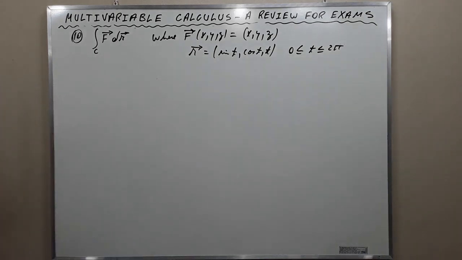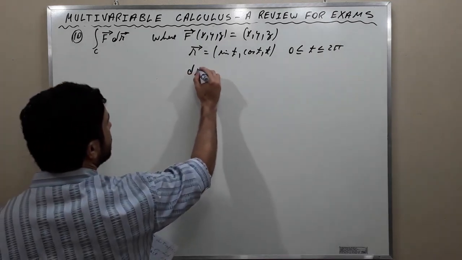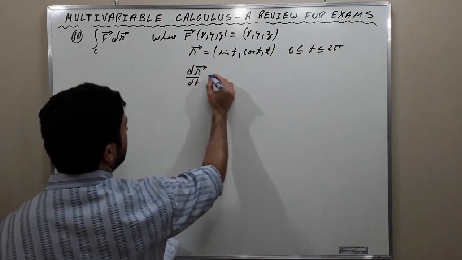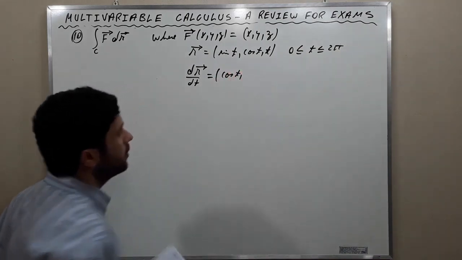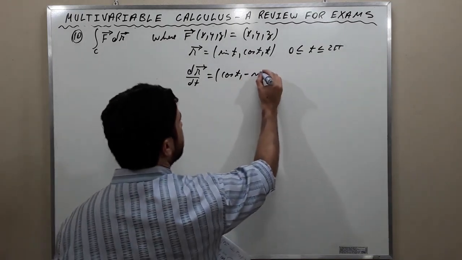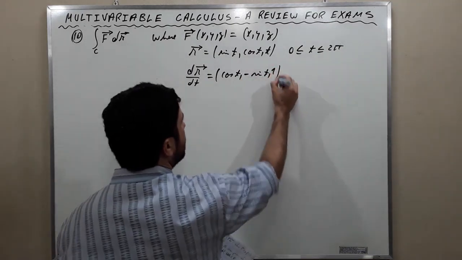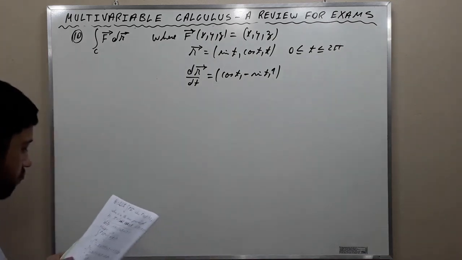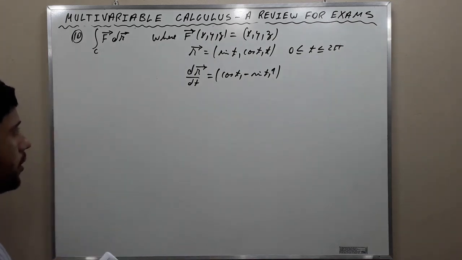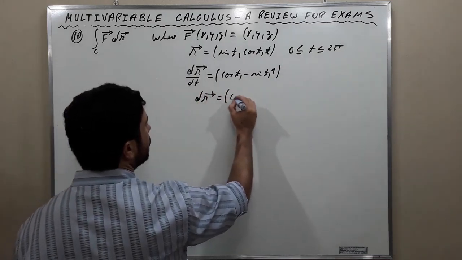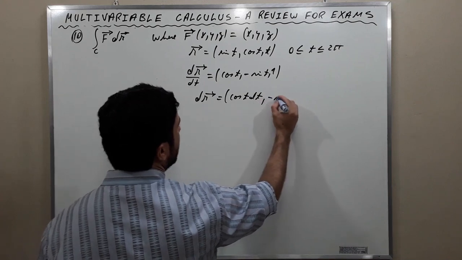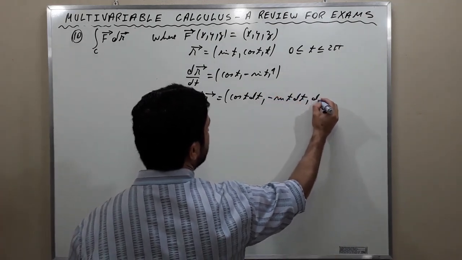The first thing that we need to do to calculate this is to calculate dr/dt, which is equal to the derivative of sine, which is cosine t, the derivative of cosine, which is minus sine t, and the derivative of t is 1. Okay? So, what can we do here? We have already done everything. And dr is going to be cosine t dt, minus sine t dt, and dt.